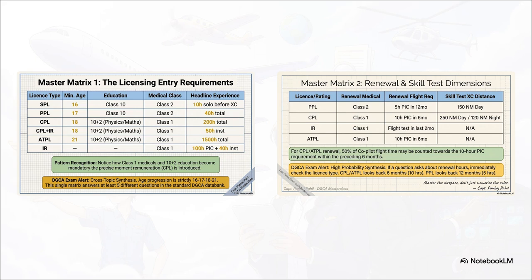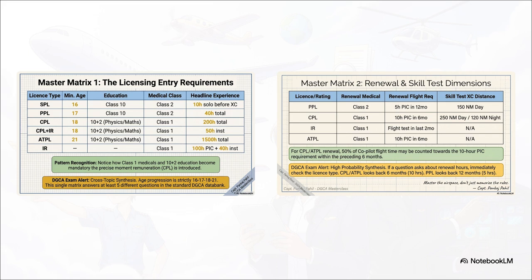So, when we synthesize the entry requirements, the concept is really all about pattern recognition. Notice the strict age ladder for minimums. It climbs from 16 for an SPL to 17 for a PPL, 18 for a CPL, and finally 21 for an ATPL. In application, Class 1 medicals and that 10+2 education requirement become mandatory the exact precise moment remuneration is introduced with the CPL. Also keep in mind for renewals that standard licenses are now valid for 10 years.